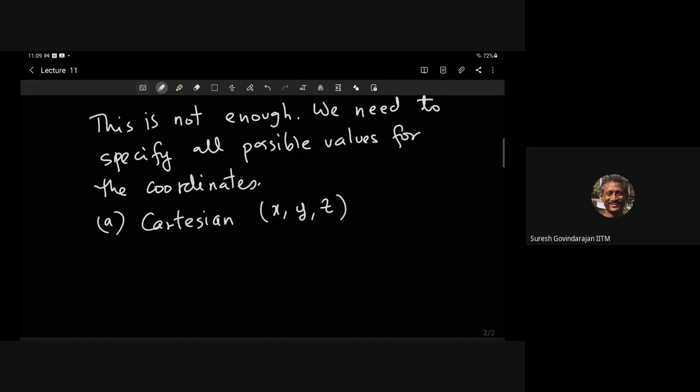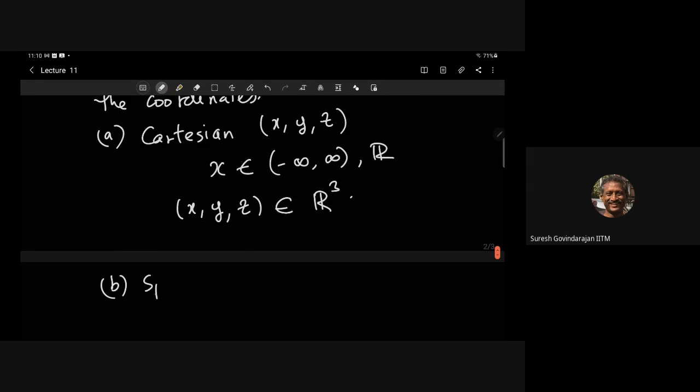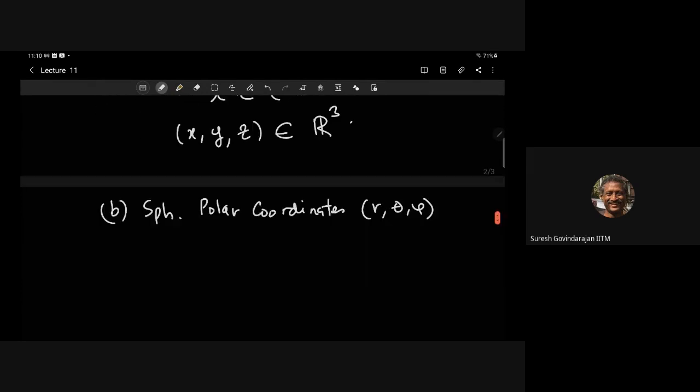Minus infinity to plus infinity. We can write it this way: x belongs to minus infinity to plus infinity, or we write R, the real line, or we can be even more sophisticated and write x, y, z belong to R cubed. Now, let's go to spherical polar. What is the range of values for r? From 0 to infinity. r belongs to the half line 0 to infinity.